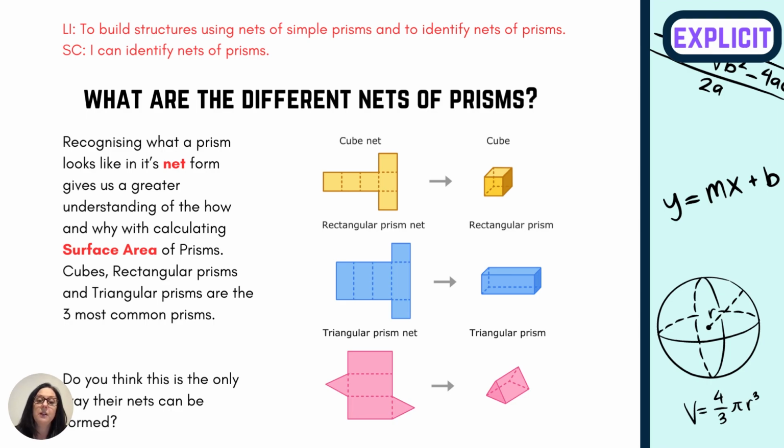So these are the 3 most common: the cube, rectangular prism, and triangular prism. We've got an example of our cube net here, an example of our rectangular prism net here, and an example of our triangular prism net here. So recognizing what a prism looks like in its net form gives us a greater understanding of how and why with calculating surface area. So the surface area is exactly that. So in our net form, you can see the surface area like that.